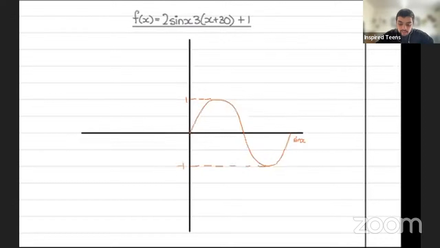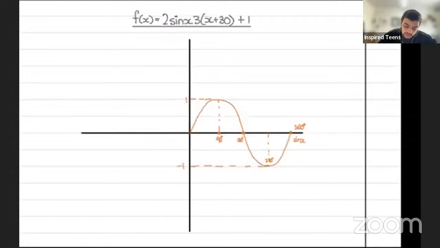Its maximum is 1, its minimum is -1. Its first turning point is at 90, intercept 180, turning point 270. Okay, and then intercept again 360 degrees. Now let's make the first change to this graph. Let's change this graph to 2 sin x.